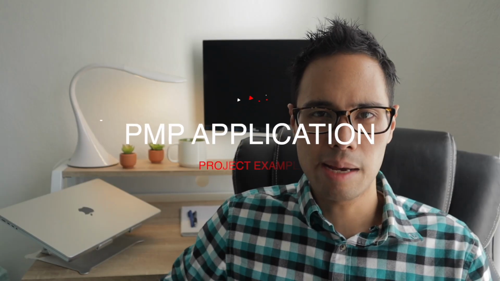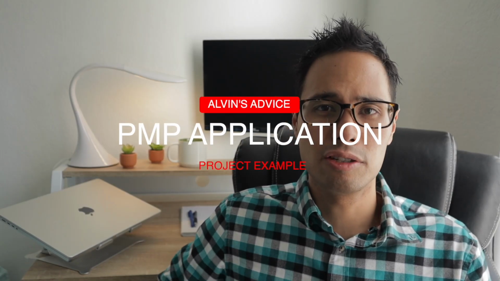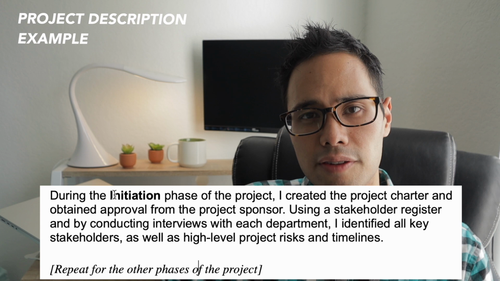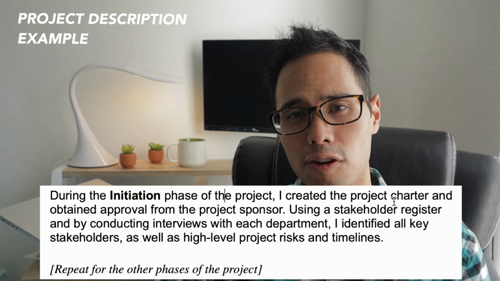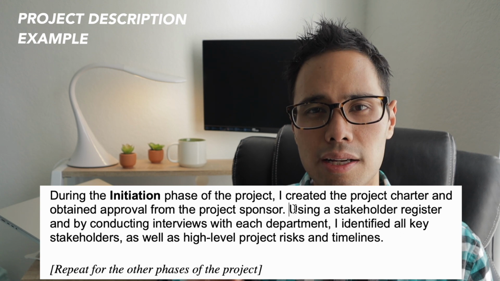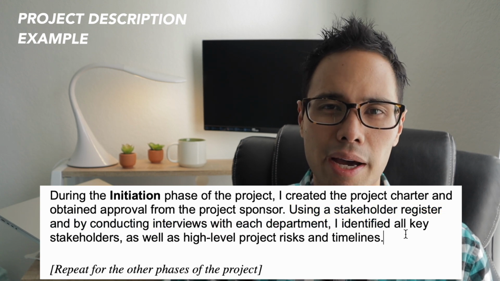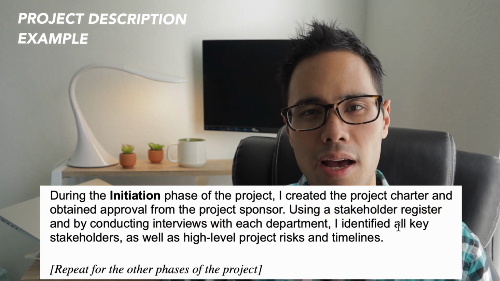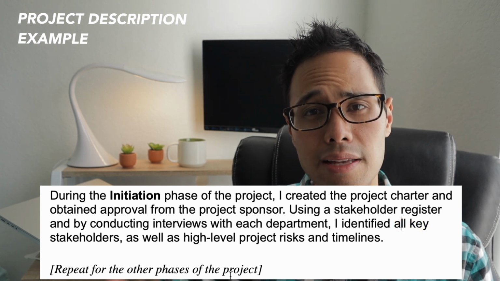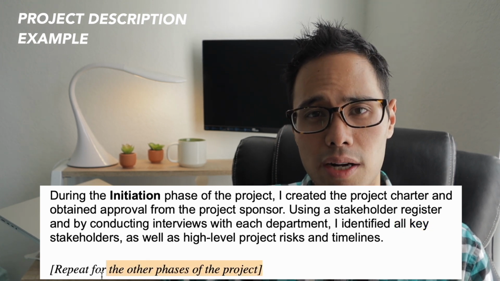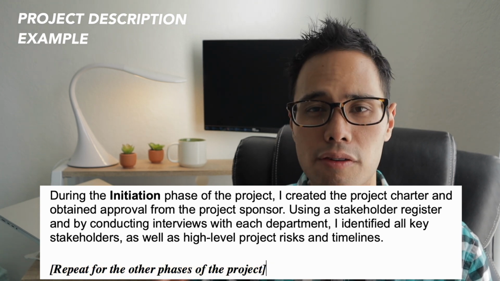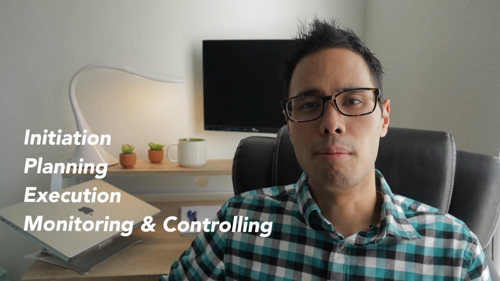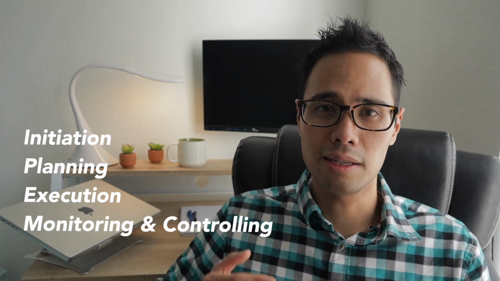Let's go through this example to help get you started in the right direction. During the initiation phase of the project, I created the project charter and obtained approval from the project sponsor. Using a stakeholder register and by conducting interviews with each department, I identified all key stakeholders as well as high-level project risks and timelines. You would then repeat this for the other phases of the project through planning, execution, monitoring and controlling, and lastly, closing.